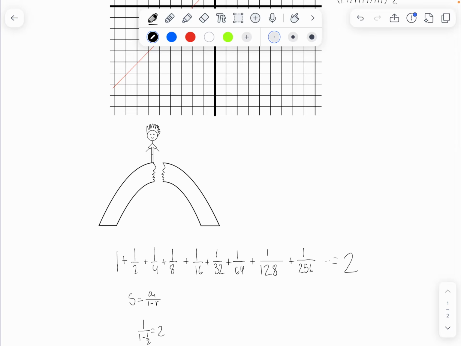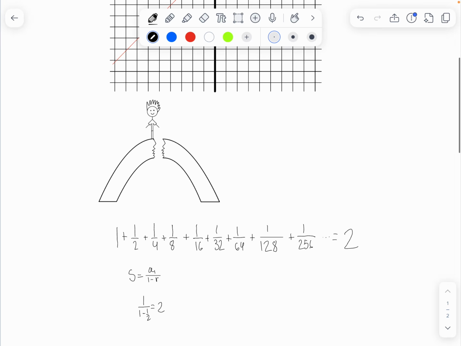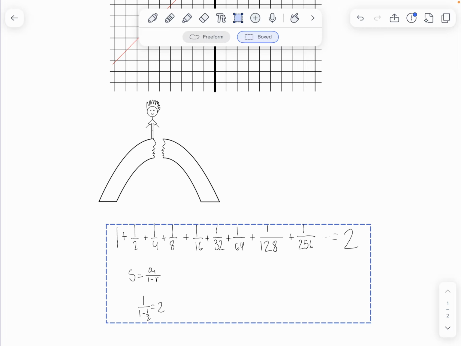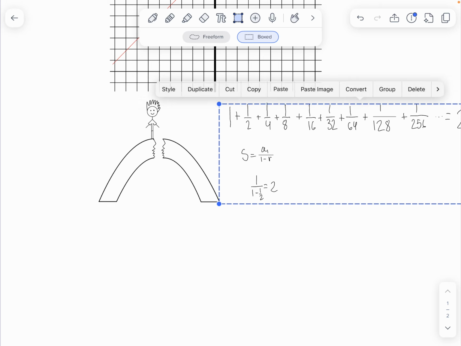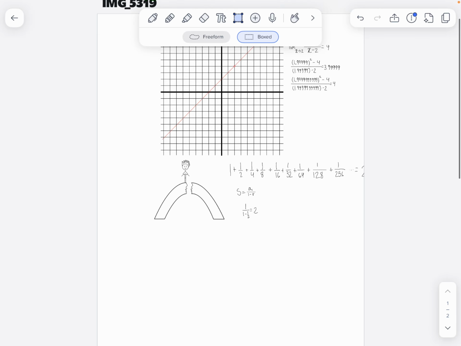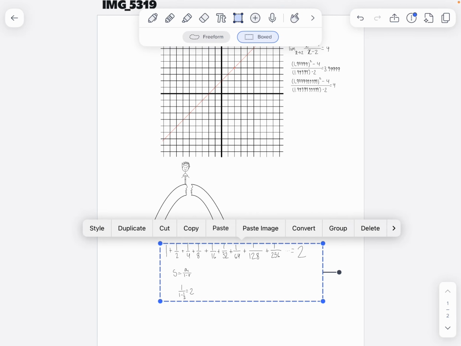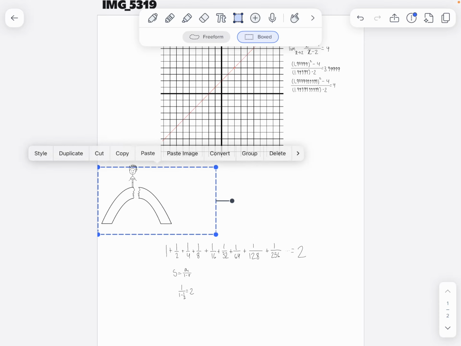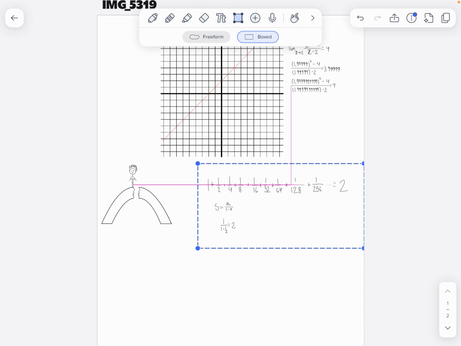Now that we know what a limit is, let's do some questions related to limits. First, I'm going to move all of this over here. Hang on, I've got to move Timmy over here. Okay.